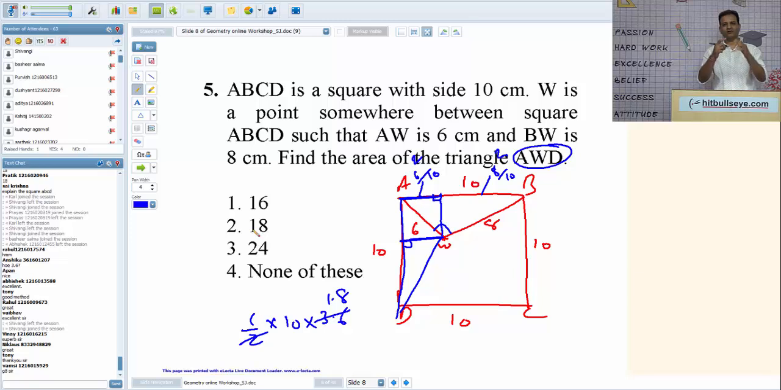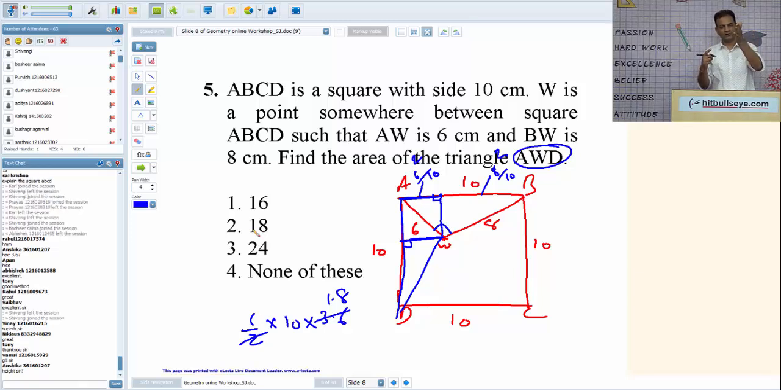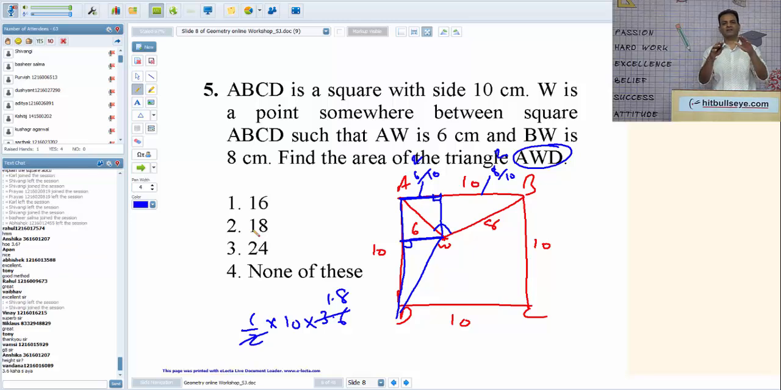So always when you find a right angle triangle, draw the altitude and divide the base in the ratio of their squares. In angle bisector, we divide the base in the ratio of their respective sides, but in a right angle triangle it is always the ratio of their squares. Vandana, where did this 3.6 come from?